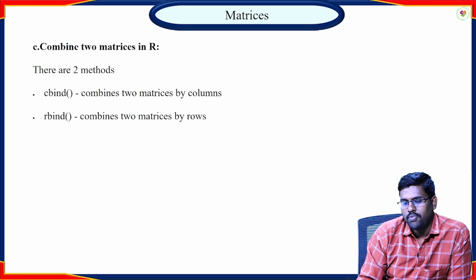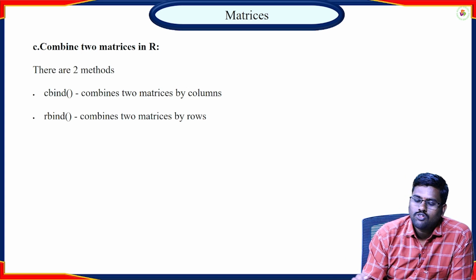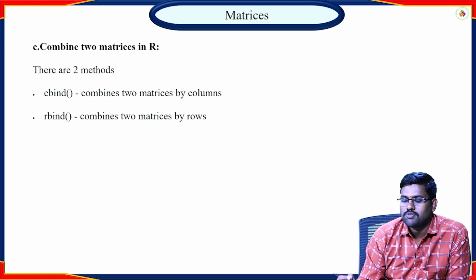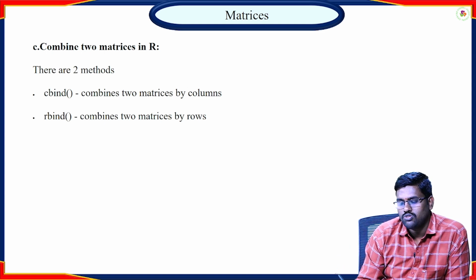Next, for example, if I have to combine two matrices in different ways, we have two methods. The first one is cbind. cbind means we combine two matrices column by column, and rbind is used to combine two matrices in the form of rows.